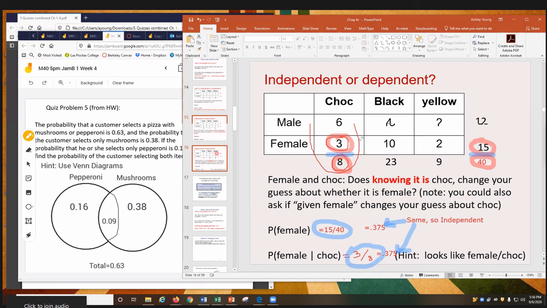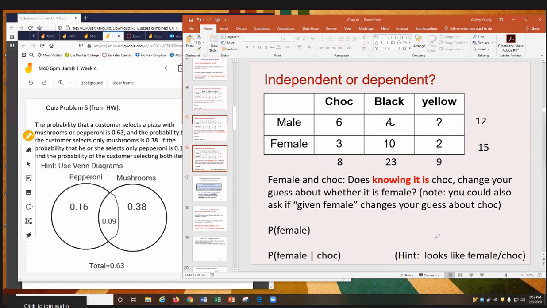So now you know it's got to be one of these 8. That's the thing about given. And that's the beautiful thing. See this hint where it says it looks like female chocolate, divided by chocolate? The given tells you what to divide by. Whenever you're given something, it means you're not working with all 40. Now you're working with a subset, a smaller group. And what are you going to divide by? This given sign looks sort of like a division sign. Everyone can find the top, but they don't know how to find what to divide by. Divide by the total chocolates.